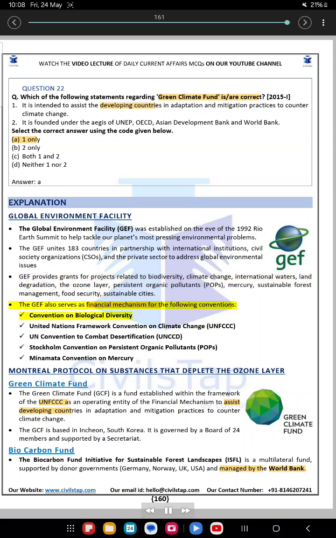The GEF also serves as financial mechanism for the following conventions: Convention on Biological Diversity, United Nations Framework Convention on Climate Change, UNFCCC, UN Convention to Combat Desertification, UNCCD, Stockholm Convention on Persistent Organic Pollutants, POPs, Minamata Convention on Mercury, Montreal Protocol on Substances that Deplete the Ozone Layer.